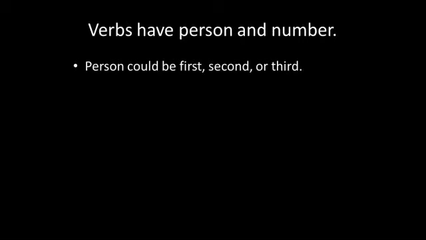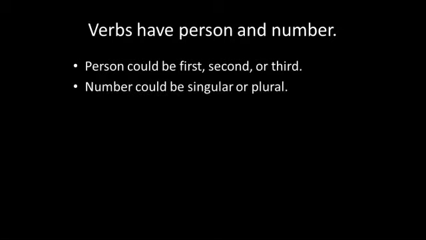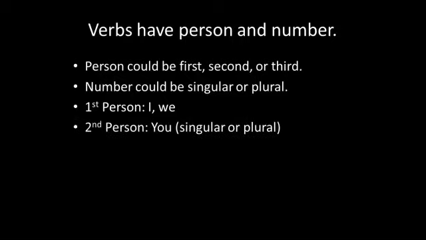Verbs have person and number. The person could be first person, second person, or third person, and the number is either going to be singular or plural. So a first person verb, it could be I, that's singular. Plural is we, that's first person. The first person most people care about is I. The second person someone cares about is you. You is singular or plural.